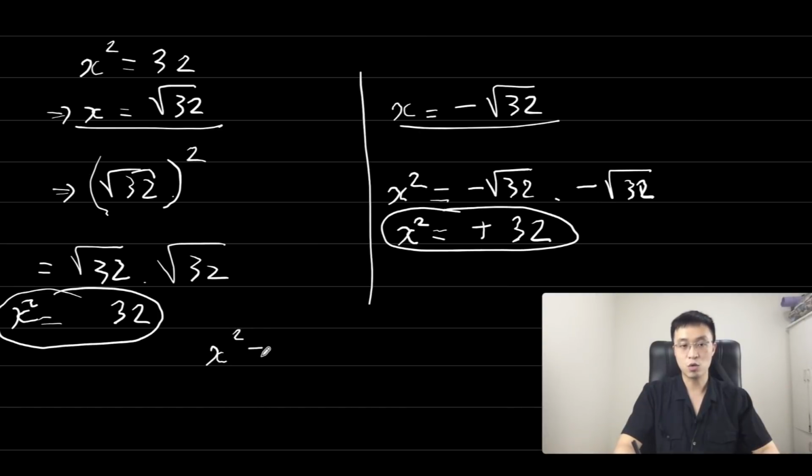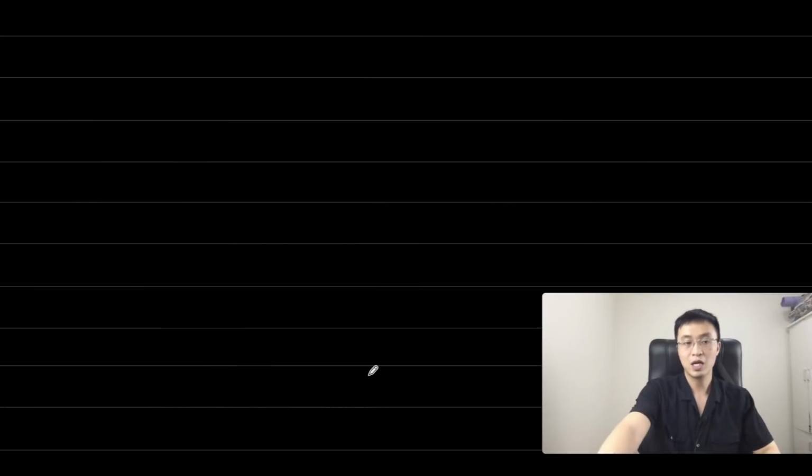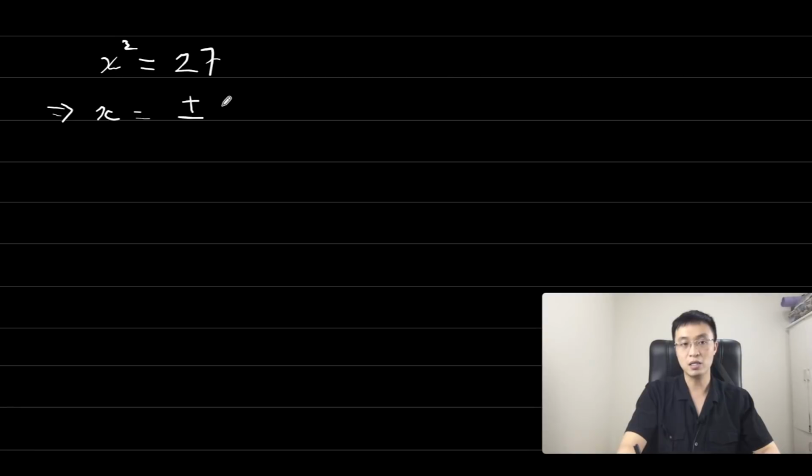Finally, x squared equal to 32 has two solutions: one is plus and the second is minus the square root of 32. Other numbers have the same form for solving. For example, if I have x squared equal to 27, then x will be equal to plus or minus the square root of 27.